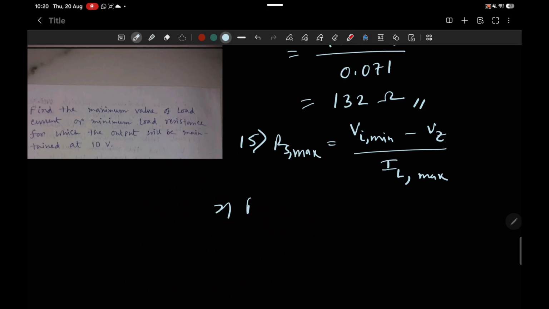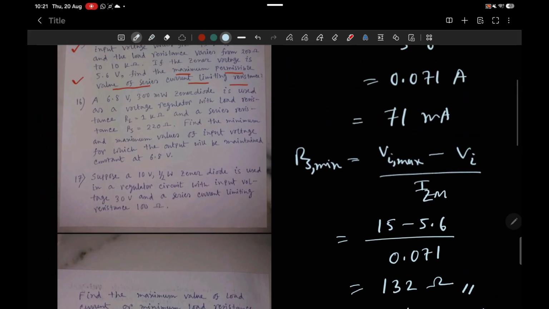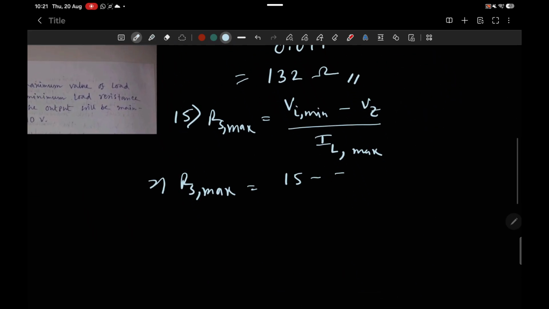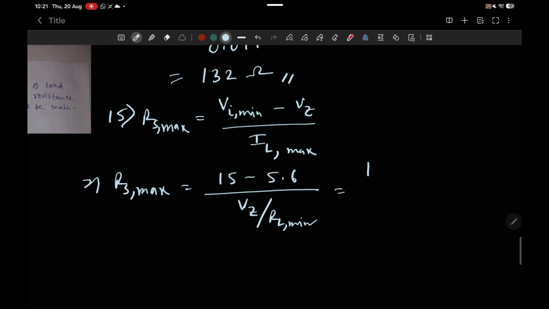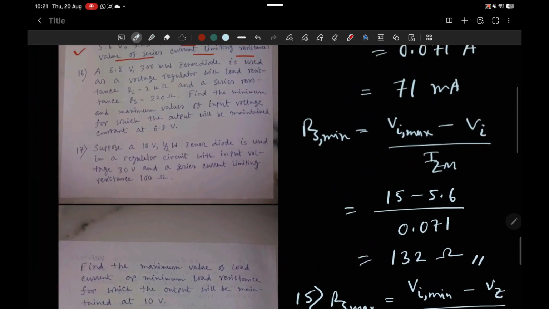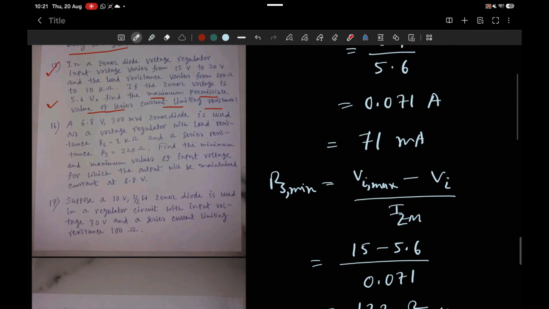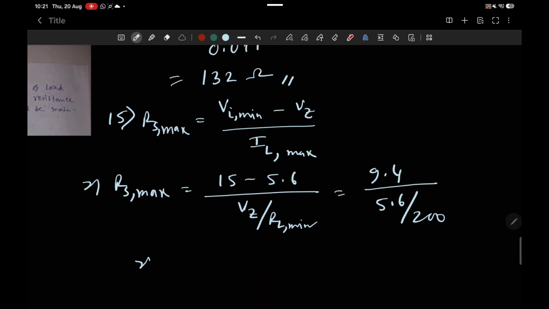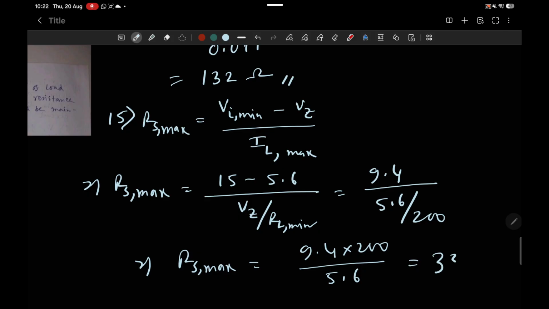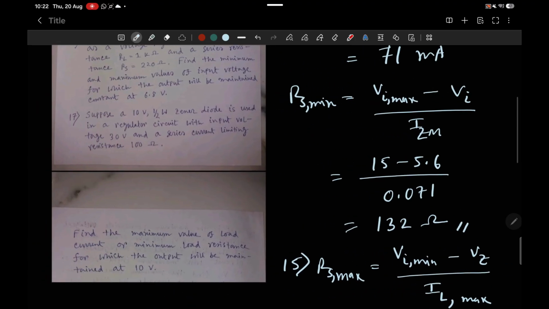So it will be like VI min is 15 volt minus 5.6 by IL max, which will be VZ by RL minimum. So it will be 15 minus 5.6 is 9.4 by 5.6 by the minimum value of load resistance, which is 200 ohm. Okay, fine.